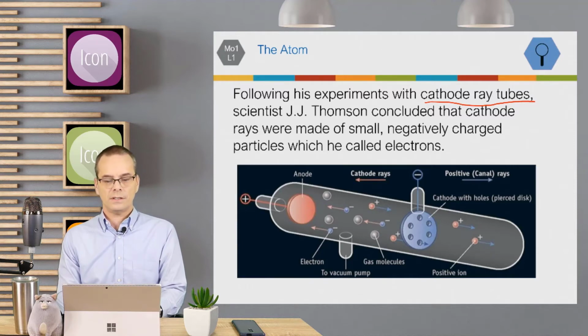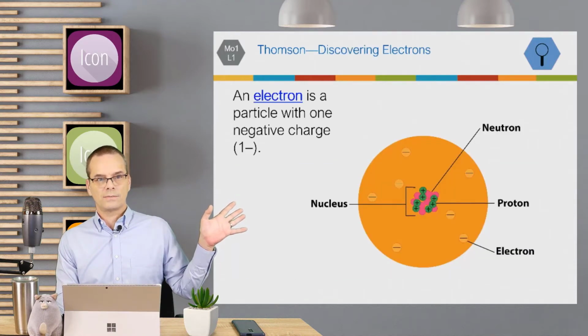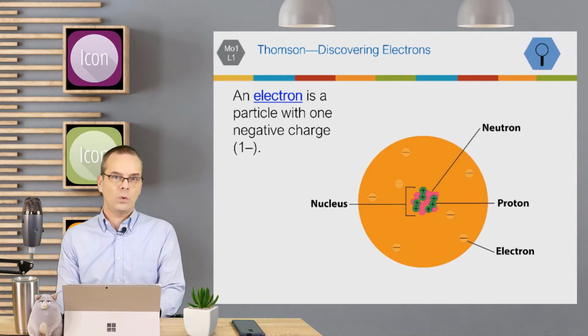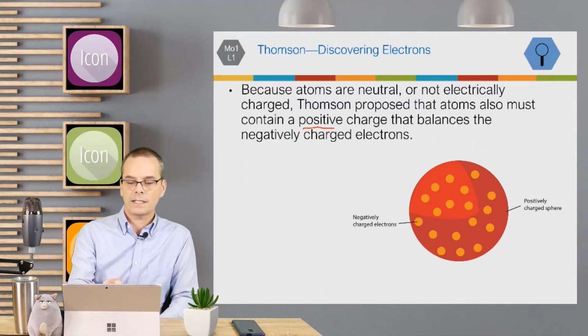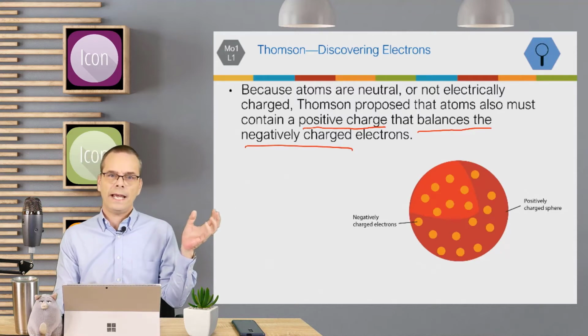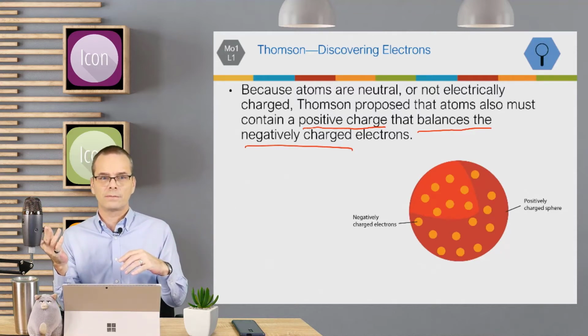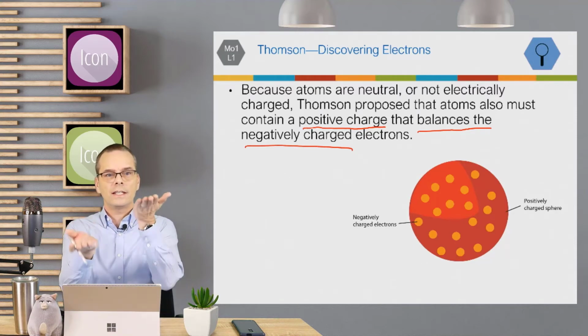So J.J. Thompson said there are electrons in an atom, and electrons are negatively charged. Now, because atoms are neutral, or not electrically charged, Thompson proposed that atoms also must contain a positive charge that balances the negative charge. So he found these negative particles inside an atom. He said, well, wait a minute. Atoms are neutral or they're positively charged. So there must be something else in there that is positively charged that's balancing these out.